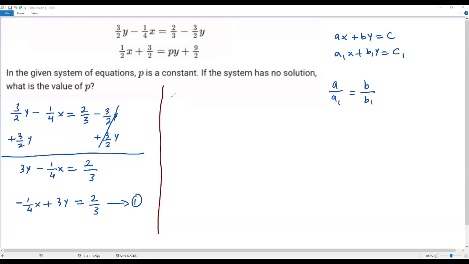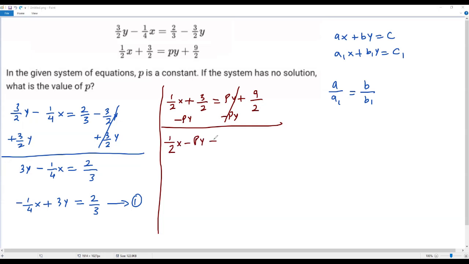Now let me take the second equation, that is 1/2 x + 3/2 = py + 9/2. Here we have a y term on the right side of the equation, so we must have both x and y terms on the left side. Let me subtract py from both sides. When I do so, the positive py and negative py cancel. Then I get 1/2 x − py + 3/2 = 9/2. Here we have a constant on the left side, so let's get rid of this positive 3/2. For that, I have to subtract 3/2 from both sides. When I do so, the positive 3/2 and negative 3/2 cancel.